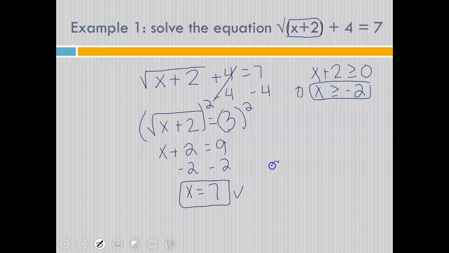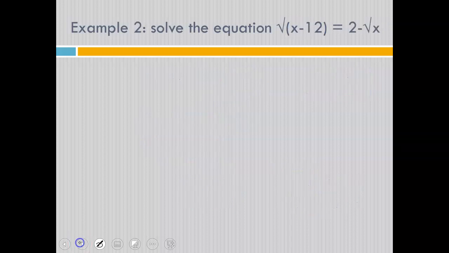So you could quickly just go, okay, 7 plus 2 plus 4 must equal 7. 7 plus 2 is 9. Square root of 9 is 3. 3 plus 4 does in fact equal 7. So you can quick check on your own. You can look at the domain, but you do need to go back and check the answers we get with radicals the same way we had to check our answers with absolute values.